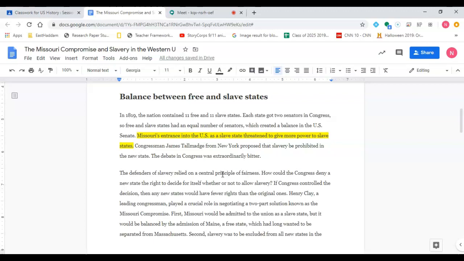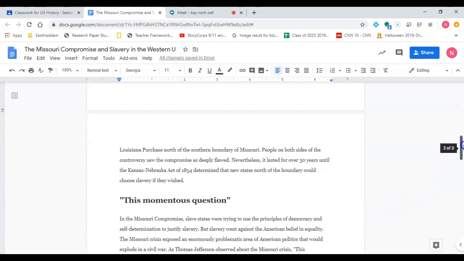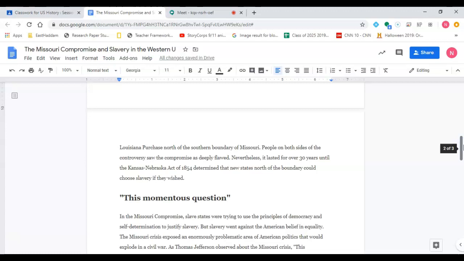Henry Clay, a leading congressman, played a crucial role in negotiating a 2-part solution known as the Missouri Compromise. First, Missouri would be admitted to the Union as a slave state, but it would be balanced by the admission of Maine, a free state, which had long awaited to be separated from Massachusetts. Second, slavery was going to be excluded from all new states in the Louisiana Purchase, north of the southern boundary of Missouri. People on both sides of the controversy saw the compromise as deeply flawed. Nevertheless, it lasted over 30 years until the Kansas-Nebraska Act of 1854 determined that a new state north of the boundary could choose slavery if they wished.